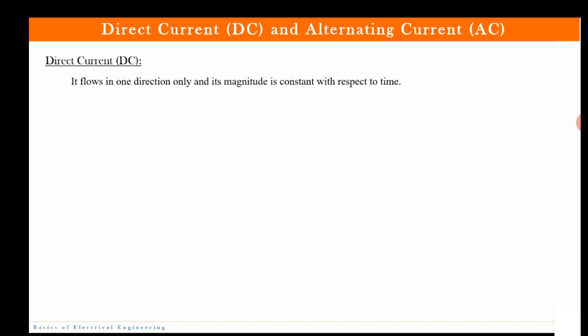Now direct current flows only in one direction and its magnitude is constant with respect to time. Now what is the meaning of that? So this is how the direct current looks like. You can see that x-axis represents time and y-axis represents the magnitude. You can see that though the time is changing, the magnitude is constant. Fine. And secondly, it is positive all the time. Right. Now I said it flows in one direction.